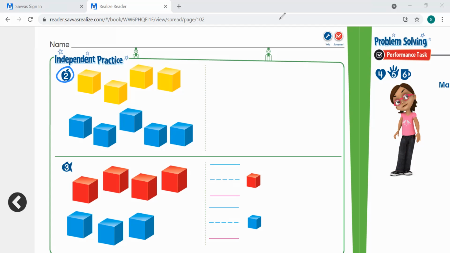So that means you are going to draw using cubes to compare the yellow and the blue blocks. You can draw them side by side and determine which one is greater than and which one is less than the other. Over here, there are red blocks. I'm going to tell you how many, and there are blue blocks. What you're going to do is use numbers to determine which one is greater than the other and which one is less than the other.